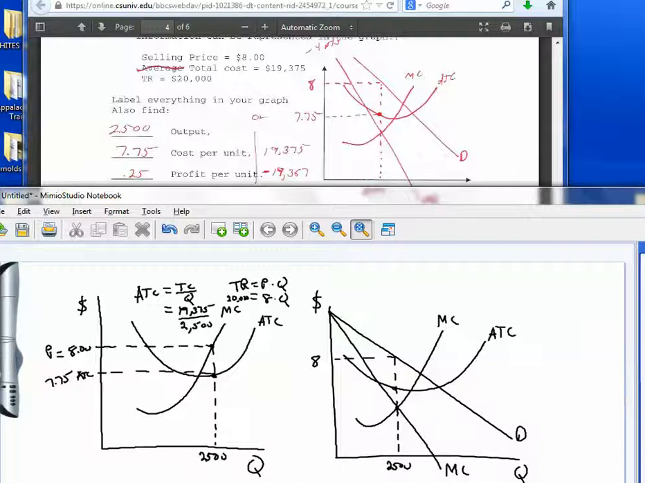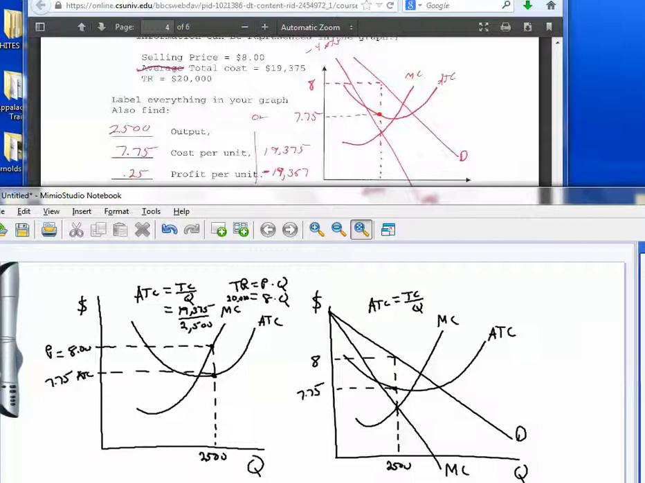And then you knew this point over here is average total cost, and it's $7.75, and I know that the same way as before, because average total cost is equal to total cost divided by Q, and total cost was given to be $19,375, and we found Q. Okay, so I think that takes care of that problem.